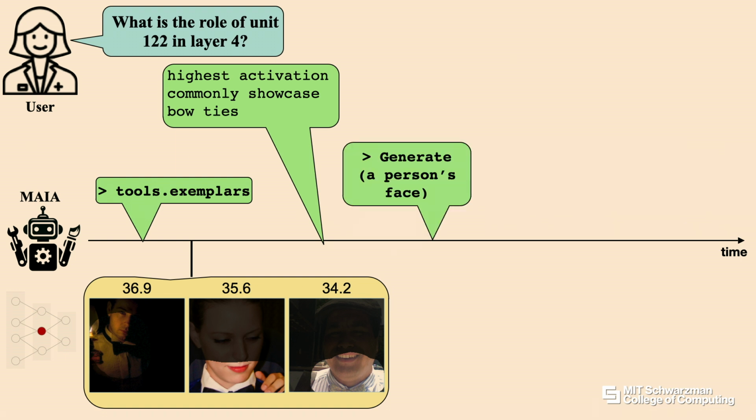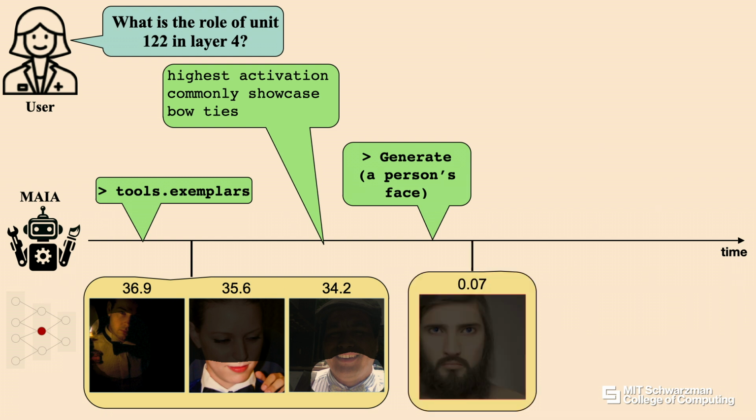It calls a different tool that now will generate an image. So this will not be an image that comes from ImageNet. Instead, it will be an image that is just generated. And it generates a face, and it sees that that does not drive the unit. The activation is very, very low.